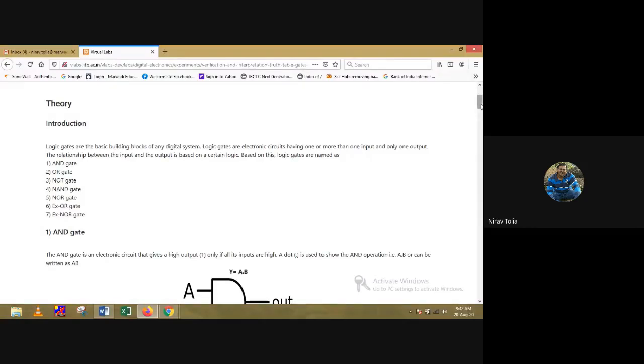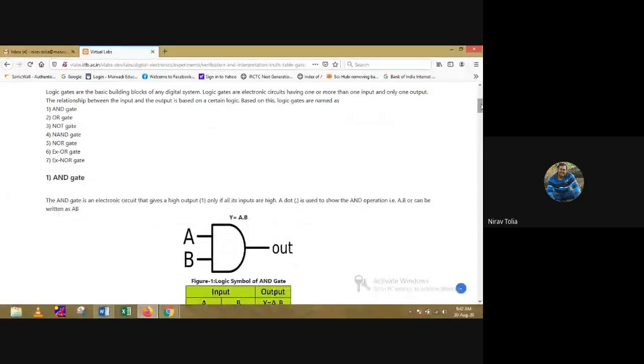As you see on the screen, we have to study these seven basic logic gates: AND gate, OR gate, NOT gate, NAND gate, NOR gate, exclusive OR, and exclusive NOR. We have to check its symbol, its equation, and the truth table of that particular gate.